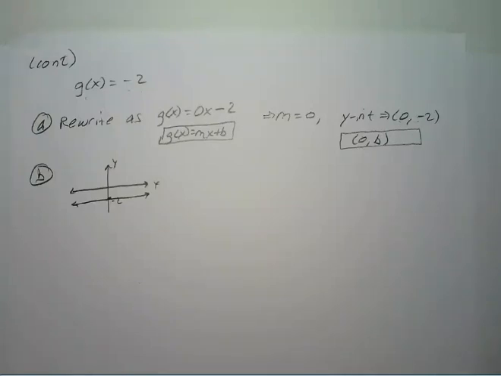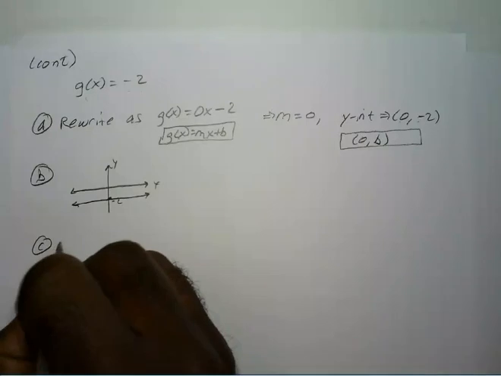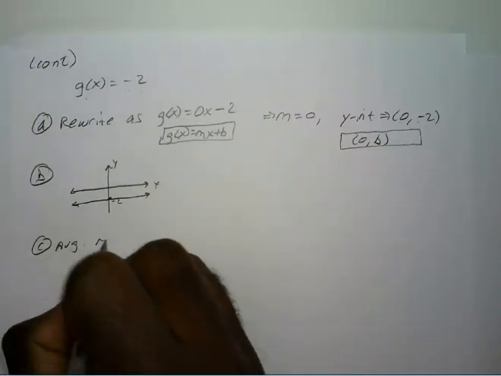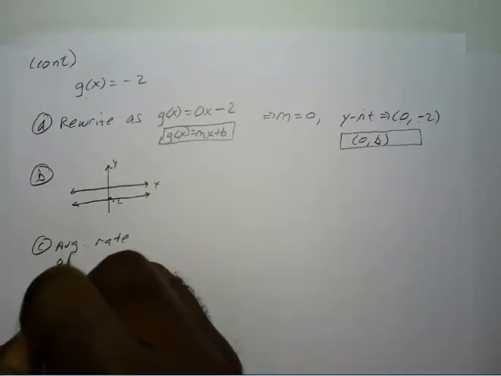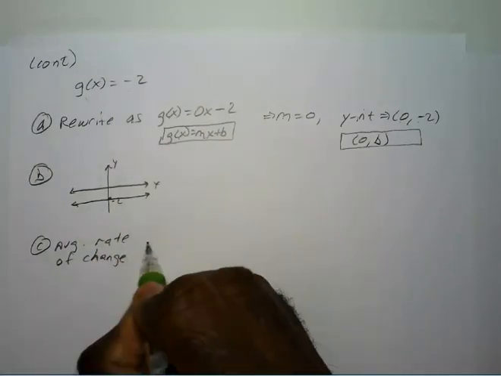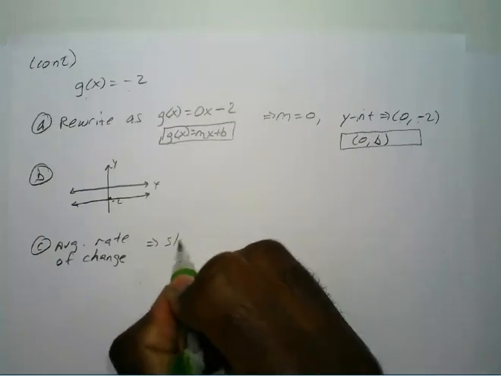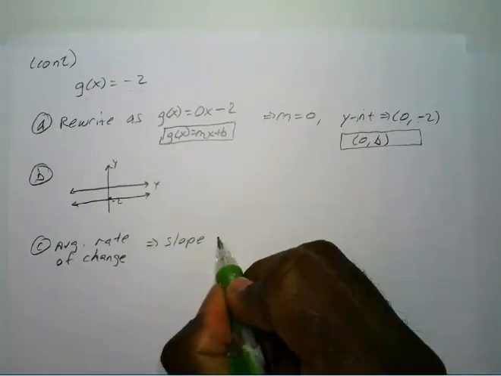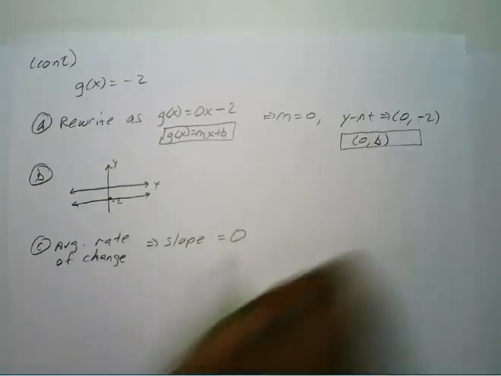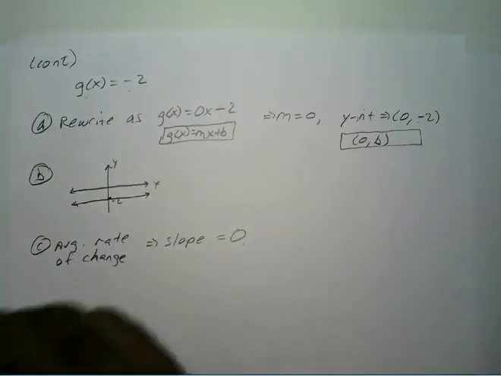Okay, so for c, remember your average rate of change, you already know your slope. Which in this case is 0. That's your average rate of change. Okay, it's not increasing, it's not decreasing, it's just constant.